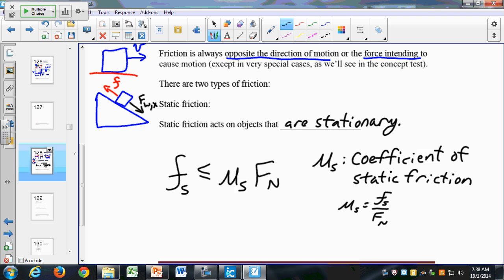The coefficient of static friction is only dependent upon the type of material. So you have different materials that have different coefficients of static friction. For example, rubber and ice have different coefficients of static friction. Which do you think has the bigger coefficient of static friction? Rubber or ice? Rubber, right? It has more friction because of just the type of material that it is. Or sandpaper versus glass, right? Sandpaper has a higher coefficient of static friction.